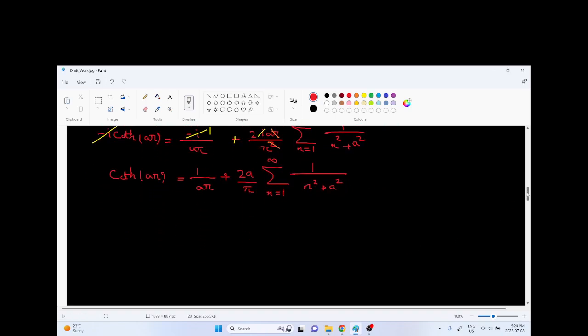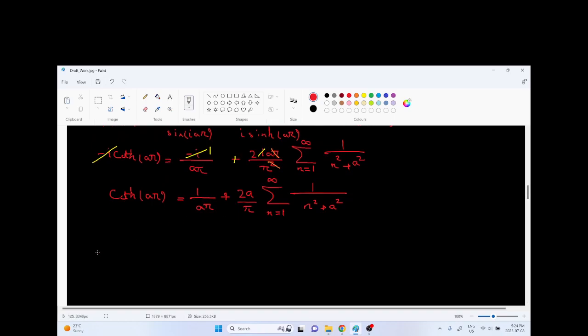And if we solve this for our desired sum, which is the sum of the terms n running from 1 to infinity of 1 over n squared plus a squared, we have to subtract 1 over a pi from both sides and then multiply both sides by pi divided by 2a. So we get pi over 2a times cotangent hyperbolic of a pi minus 1 over a pi.